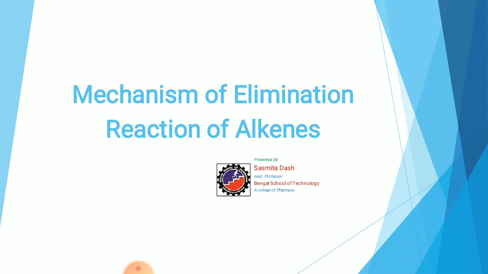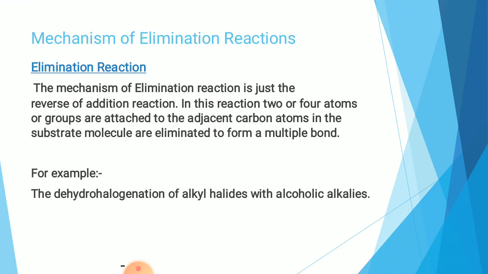First of all, we should know what an elimination reaction is. Elimination reaction means there will be removal of groups. So the elimination reaction or its mechanism is just the reverse of addition reaction. In this reaction, 2 or 4 atoms or groups attached to the adjacent carbon atoms in the substrate molecule are eliminated to form a multiple bond.